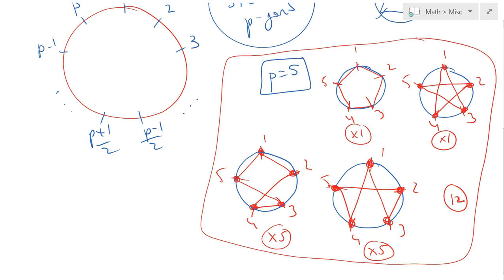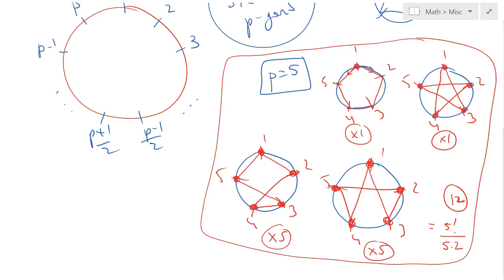But why 12? The idea is very simple. 12 is simply equal to 5 factorial divided by something. There's 5 factorial ways we can describe each one. However, we can start the description from any point, so up to rotation there are 5 different ways to rotate it. And then once I start describing it, let's say that my starting vertex is 1, there are 2 different ways I can go, 2 or 5. So I need to further divide it by 2.